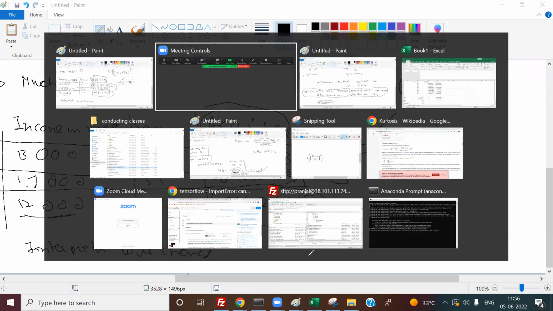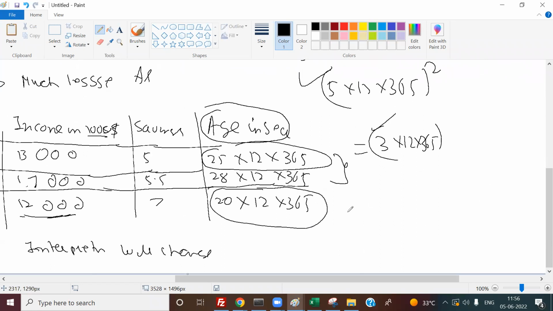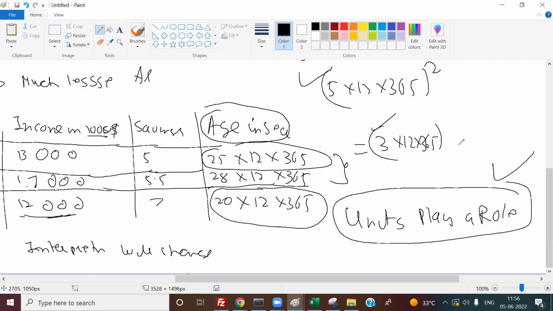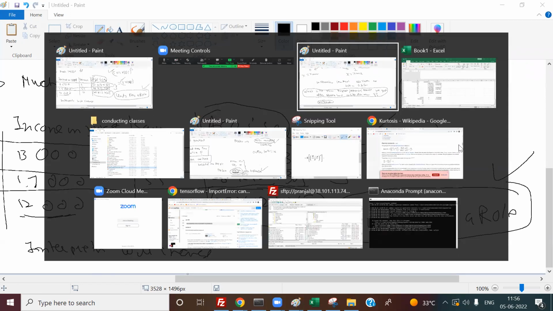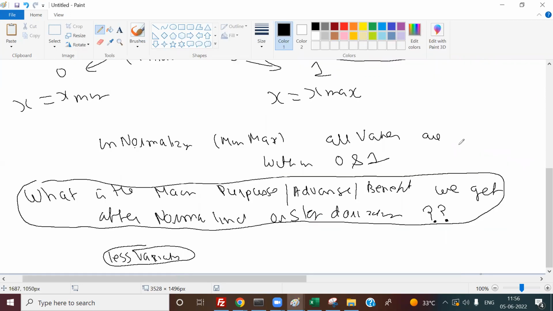Now keep that thing in mind. Keep what in mind? Keep in mind that units play a role. Will everyone agree to this point? Tell me. Units play a role? Yes? Now come back to this question and answer this question. Units had some role.